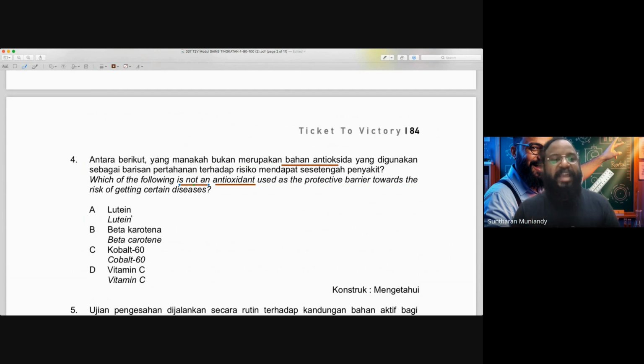Lutein is an antioxidant. Beta-carotene is an antioxidant. Vitamin C is an antioxidant. Cobalt-60, no. Cobalt-60 emits a lot of gamma radiation, and that is a radical, free radical, yeah? So cobalt-60, no. It is the opposite of an antioxidant. Number 4 is C.